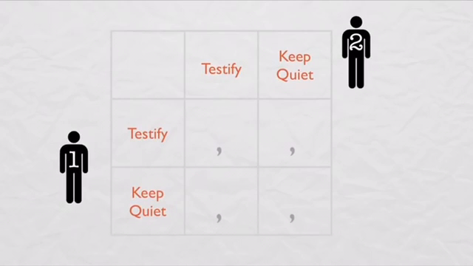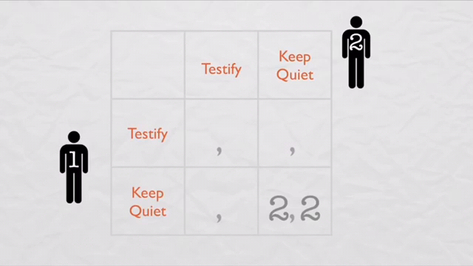Now let's look at the most famous game in game theory, the prisoner's dilemma. There are 2 prisoners, prisoner 1 and prisoner 2, and they each have a choice. They can testify against the other or they can keep quiet. If they both keep quiet, they both get off with a light sentence, which I'll represent with a payoff of 2. Prisoner 1's payoff is on the left, prisoner 2's is on the right.